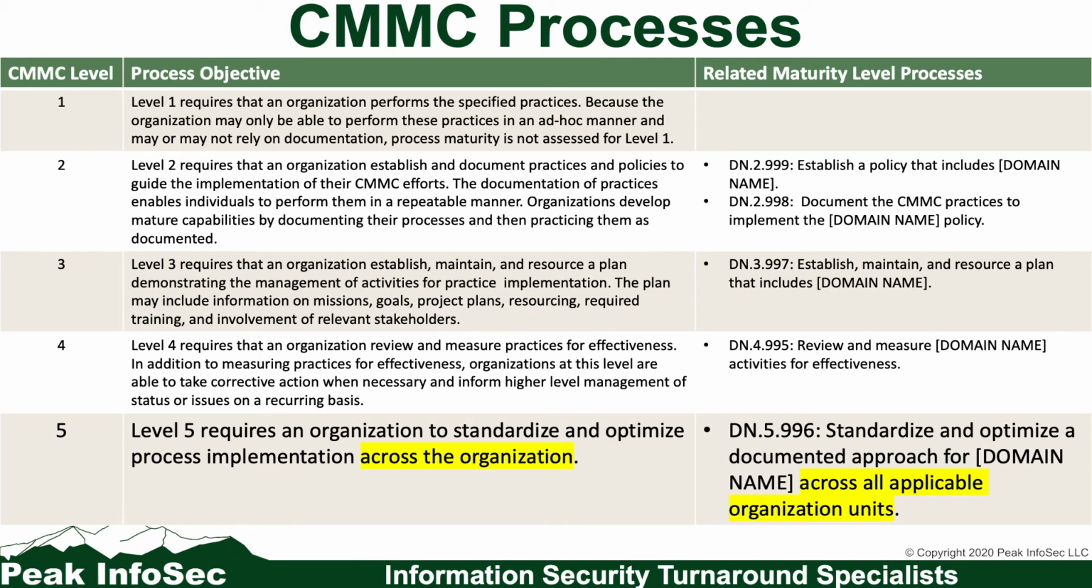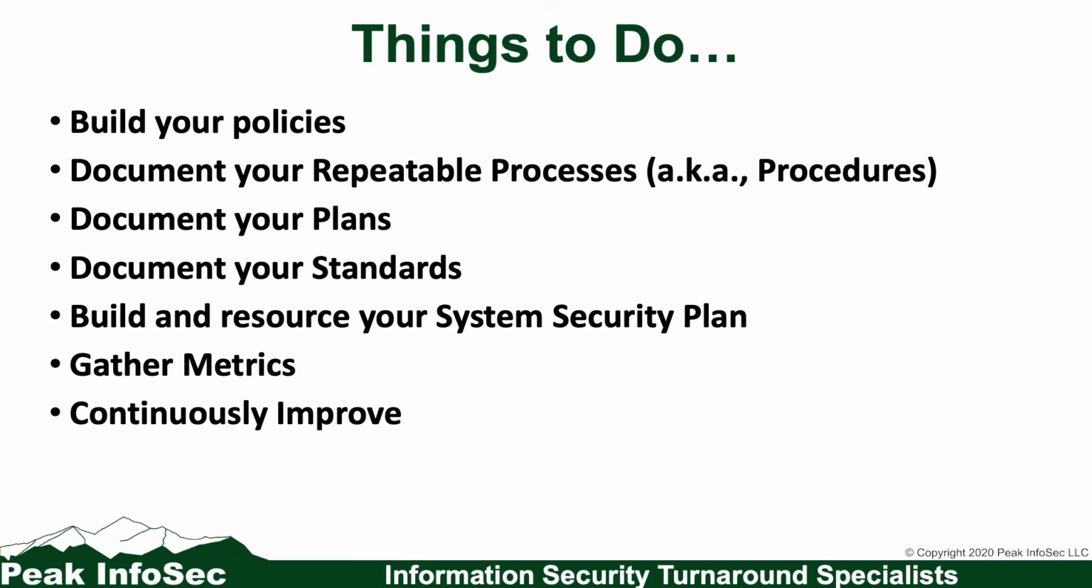So what do you need to do? We need to build your policies. Once you've built your policies, you need to define all of your repeatable processes and document them. Some of these are going to come out as plans. And you're going to need to document plans like incident response plans, maybe a business continuity plan, etc. Document standards related to that. And then build and resource that plan. As you go forward, start gathering metrics and continuously improve.